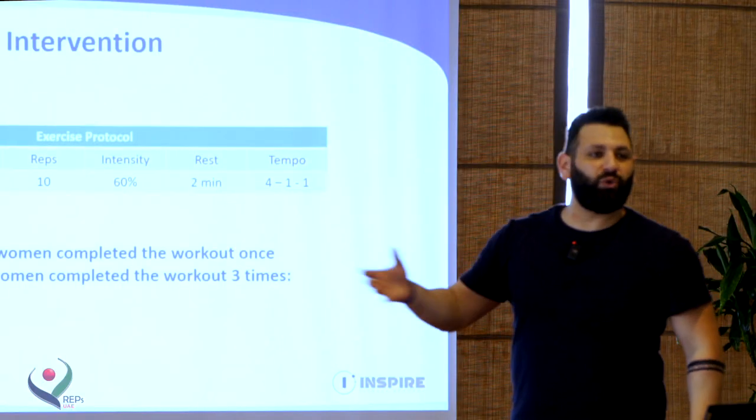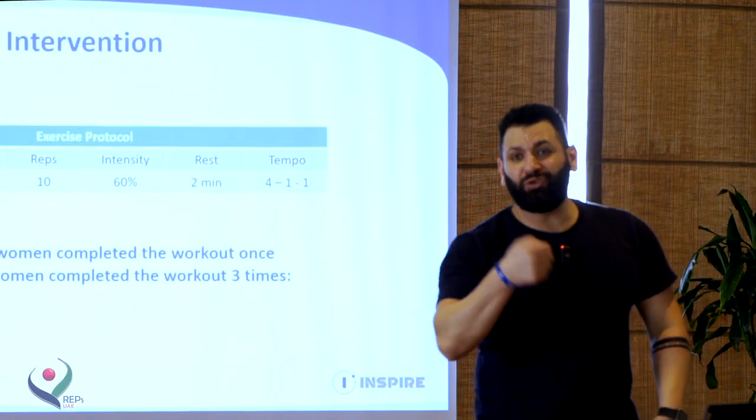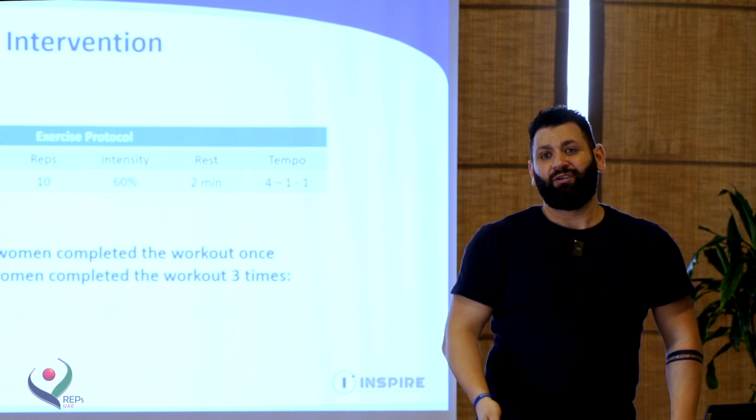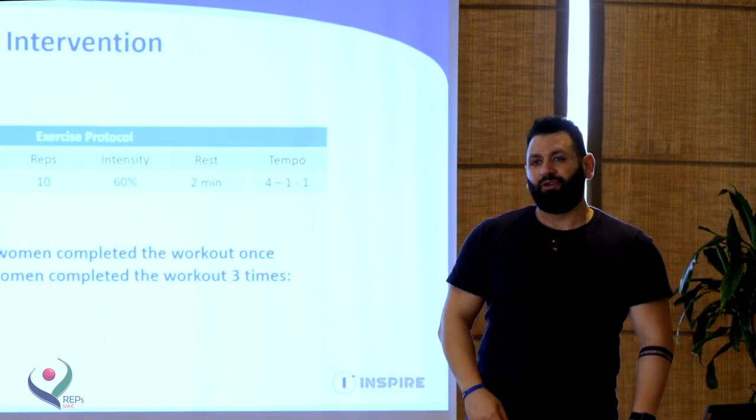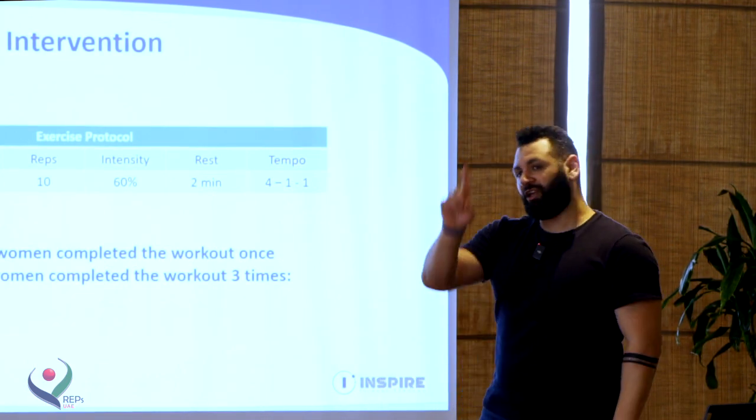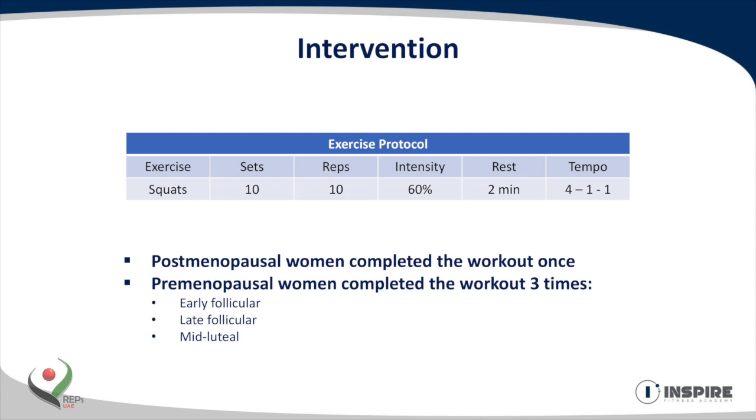What the researchers were trying to do was induce muscle damage. How do you induce muscle damage? High intensity, more repetitions, and most importantly, eccentric. More eccentric training, more induced muscle damage.